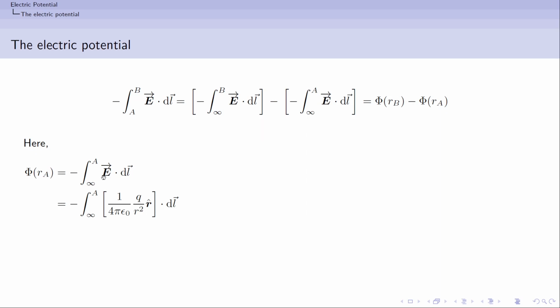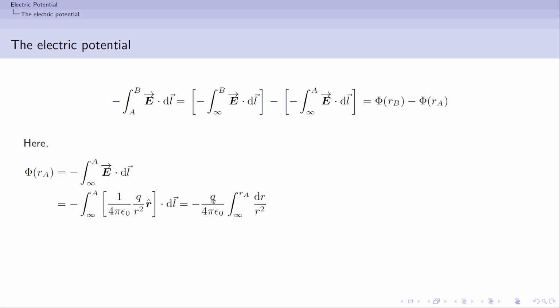Now because what is causing the electric field is a point charge, the electric field is 1 by 4 pi epsilon naught q by r square into r cap. We substitute this electric field here, and of course dl dot r cap is dr, as you can see from the previous lecture.